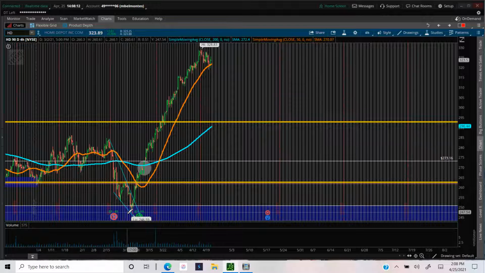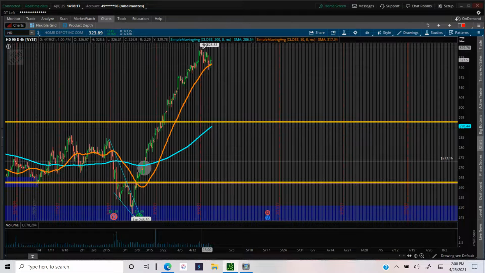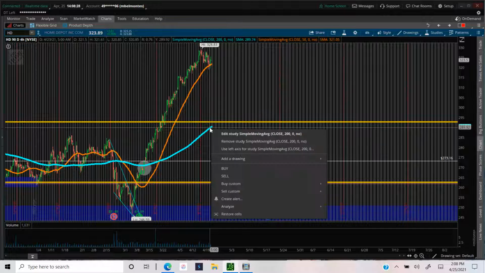So notice how this just ran. Home Depot just ran straight up. This has to pull back. So when it does pull back, it's going to probably pull back all the way back to here, to this moving average, which is the 200. It has to pull back to the 200.